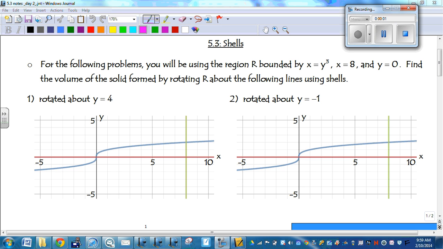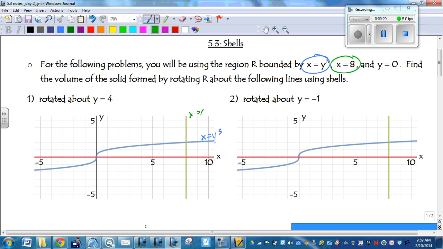For each of the problems 1 through 4, we are dealing with the same region, just rotating it around a different axis of revolution each time. So for this first one, we're looking at x equals y cubed. That's this graph. x equals 8 is the green one. And y equals 0 is basically the x-axis. So those are the three curves that we're dealing with, and those three close off this highlighted region.